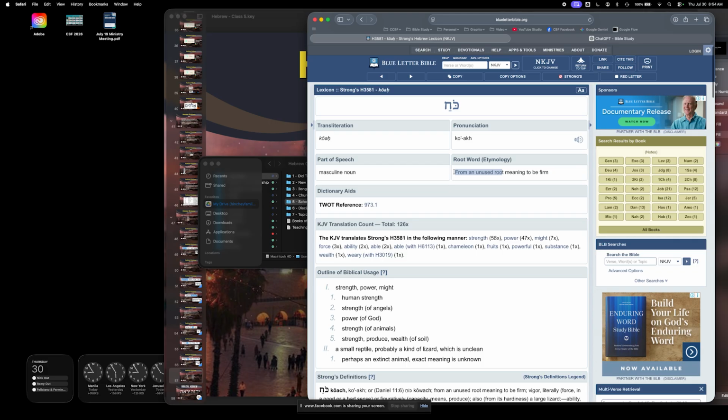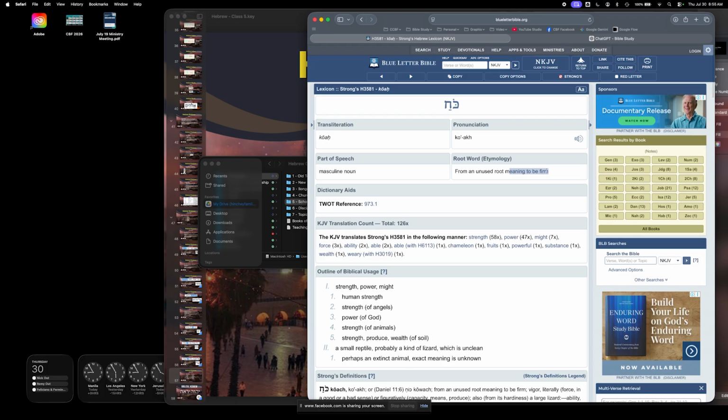So by an unused root, it can't give you any connection to it. It can't give you a Strong's number to click on because it's not in the Old Testament. So it's saying it does come from a root, but it's not a root that's used in the Bible. So then it just gives you the meaning of that root. It means to be firm. So that's that idea of an unused root. It's saying there is a root to this word. It's not a primitive root itself. It does have a root word, but it's not one that's ever used in the Old Testament, so there's no Strong's number for it. Okay. Because you only have a Strong's number for words that are actually used in the Hebrew Bible.